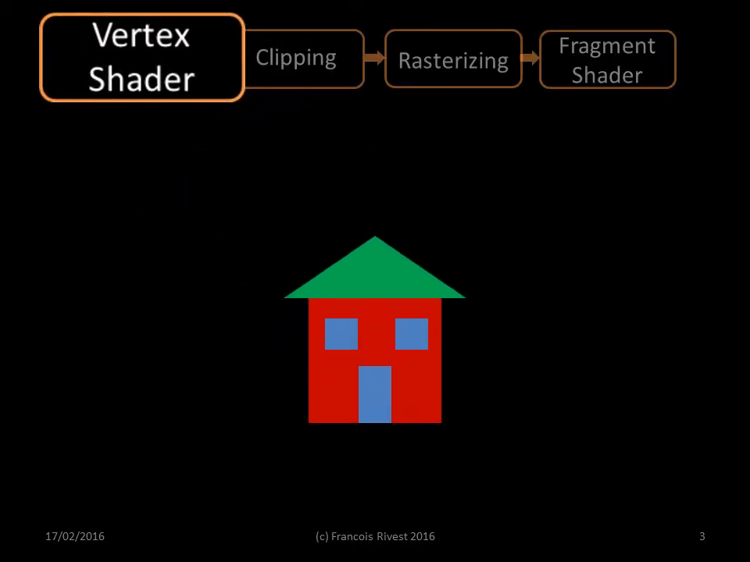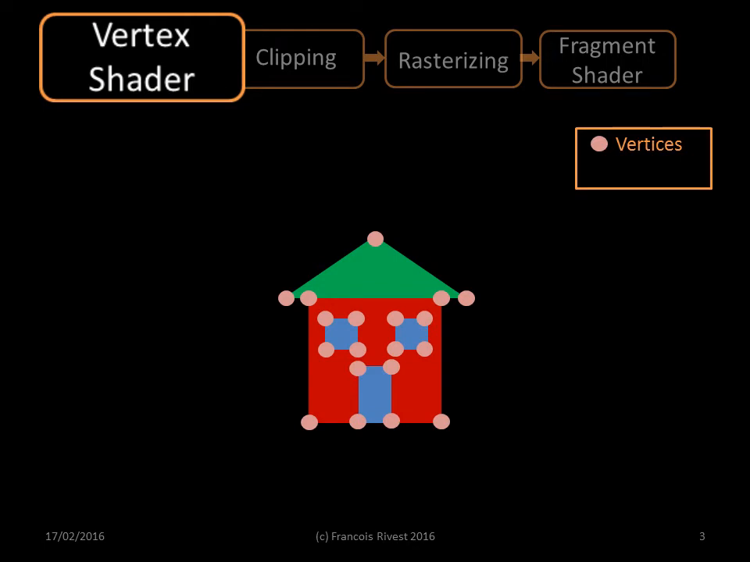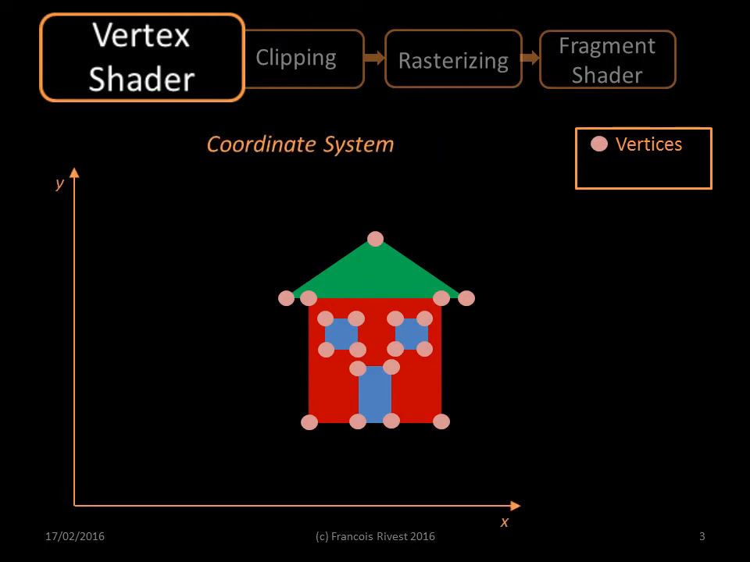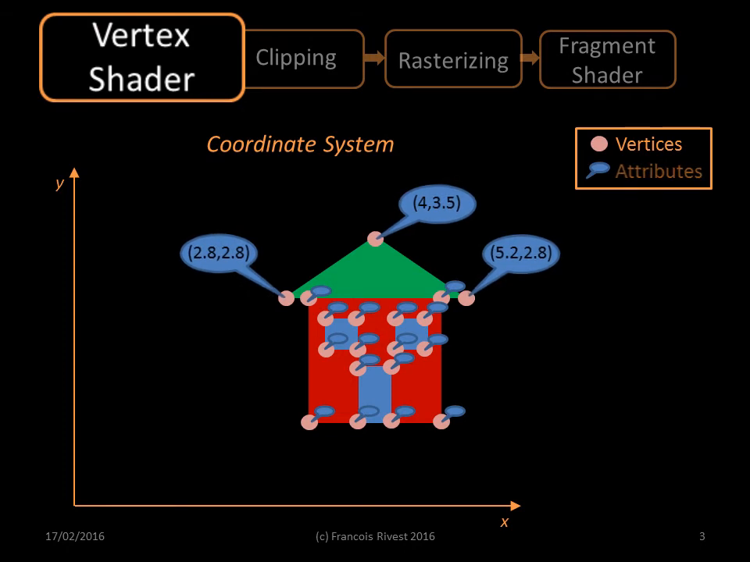Let's suppose you want to draw a house, right? Well, basically the house is made of vertices. So here are all our vertices. These are what's generating the house. Now, this house is in some coordinate system, and each vertex has coordinates. These coordinates are stored with what we call attributes. So every vertex has a set of attributes, for example, the location of the points.